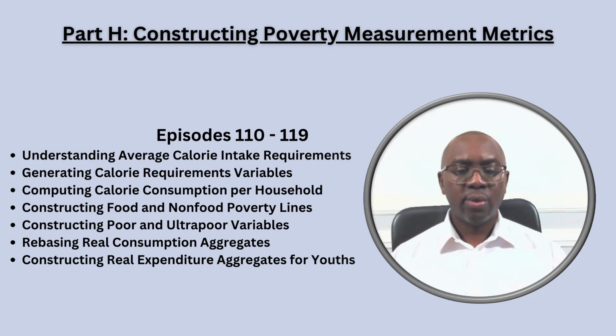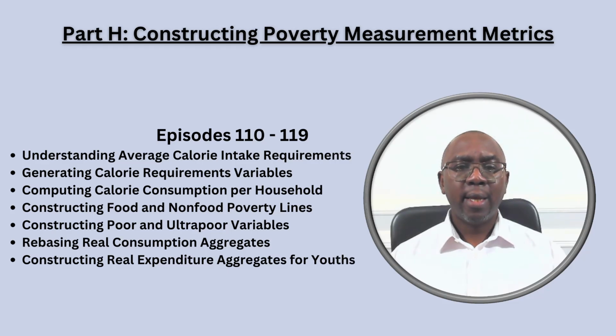Then we're also going to construct the food and then the non-food poverty lines, and then also construct variables that can define who in the population are poor and also who in the population are ultra poor, particularly looking at the food poverty line that we're going to compute.